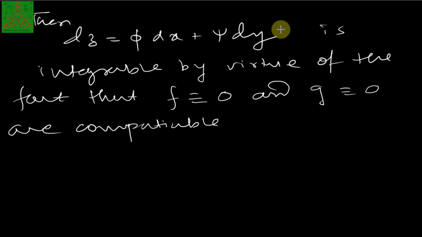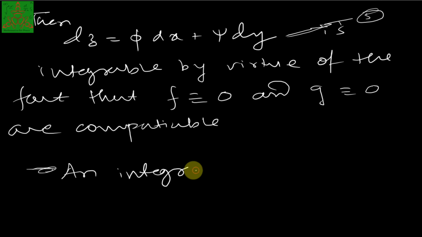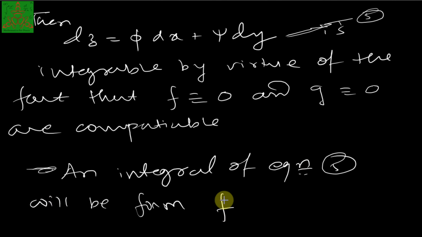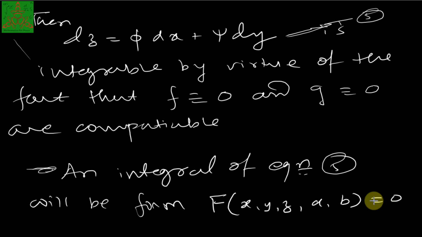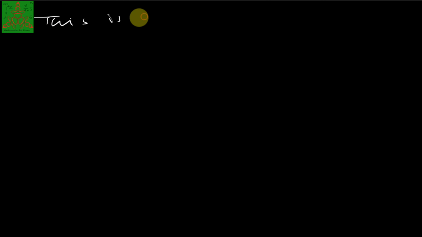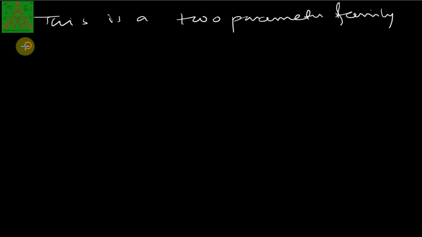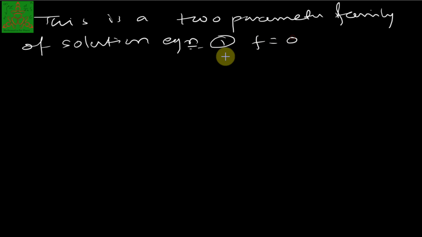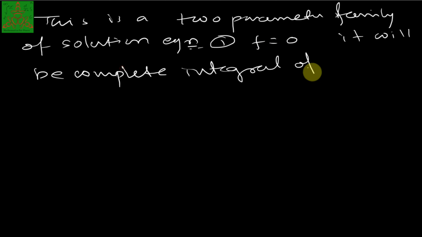And this is equation number 5, and an integral or a solution of equation 5 will be of the form capital F of x, y, z, a, b equal to 0. And this is a two parameter family of solutions of equation 1. It will be a complete integral of equation 1. That is, F equal to 0 will be the complete integral of equation 1.